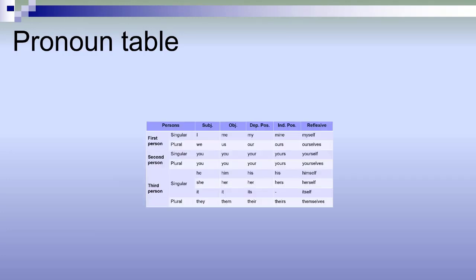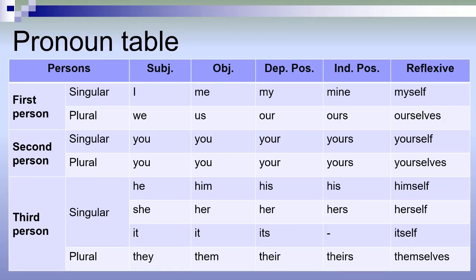And then we can summarize what we have talked about in a table. This is the table of English pronouns. You have the persons over here. Persons can be first person, second person, and third person. Can be singular, plural, singular, plural, singular, plural. And then for the subject, we have I, object me, my, mine, and myself. And then plural, we, us, our, ours, and ourselves.